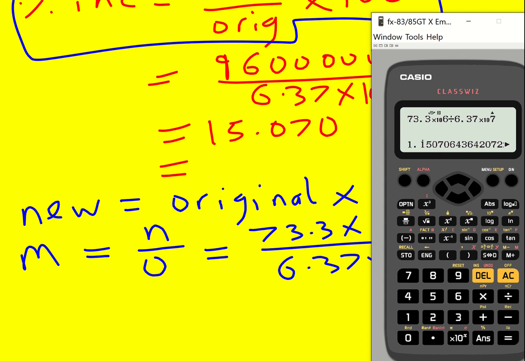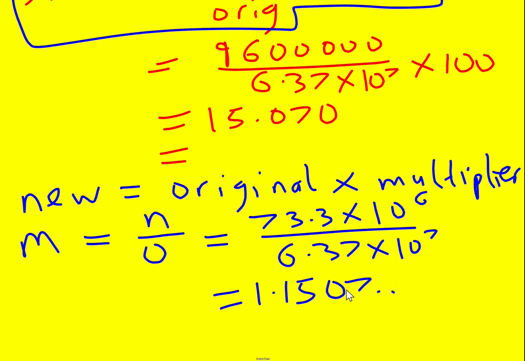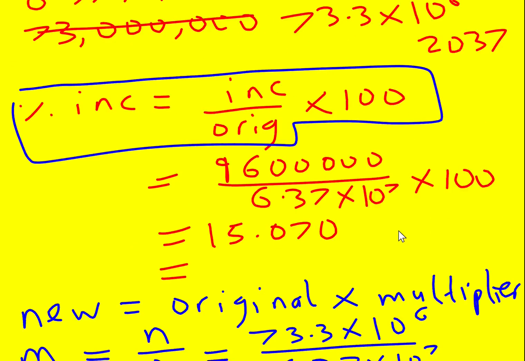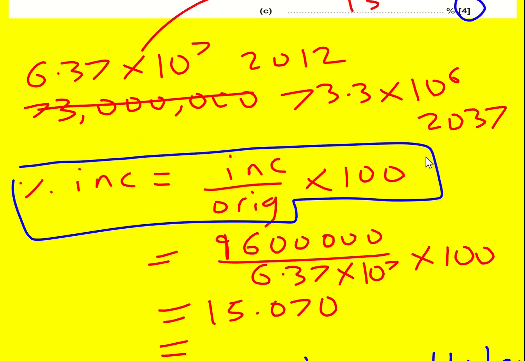Okay, that gives us 1.1507. What does that mean? That means that can be written as 115.07%. And so again, we see that the percentage increase is this 15.07 or 15%. So we get the same answer, different method.